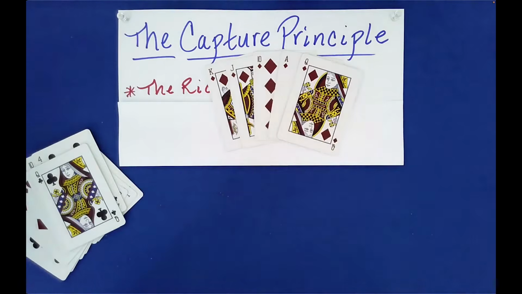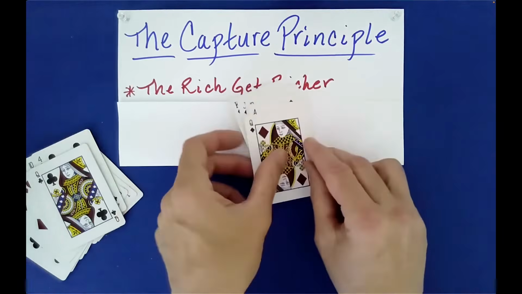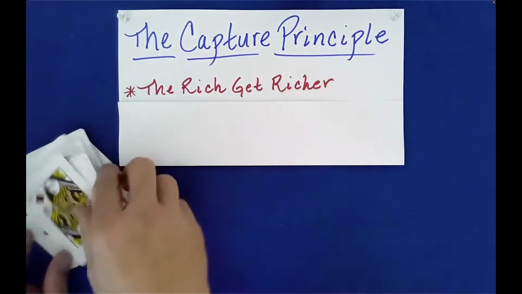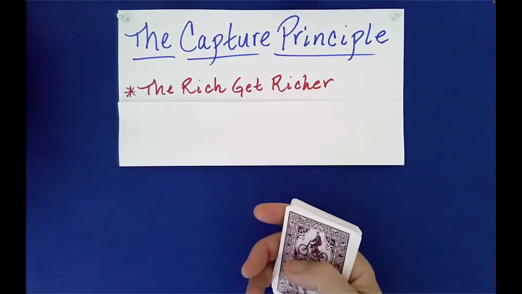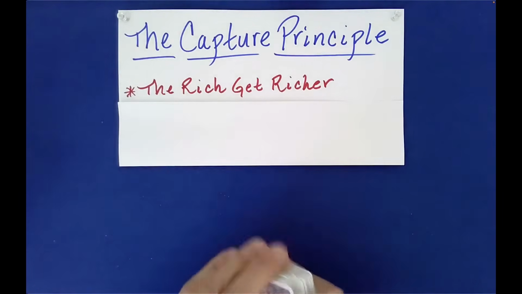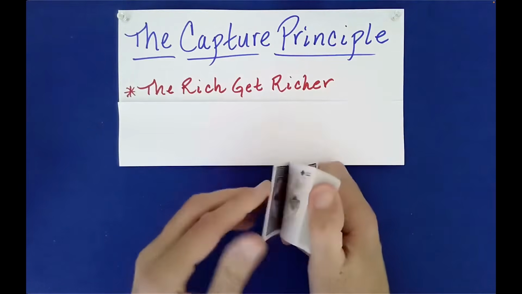I think this is evidence that the rich truly do get richer, because it seems that Lady Luck is always smiling down upon them. Okay, so that is the first effect, and it uses this capture principle. So we'll talk a little bit later about why this works and how you can apply this principle to different situations.